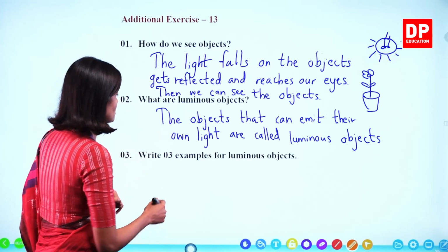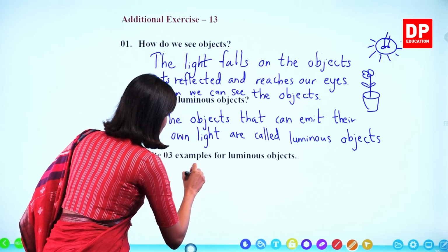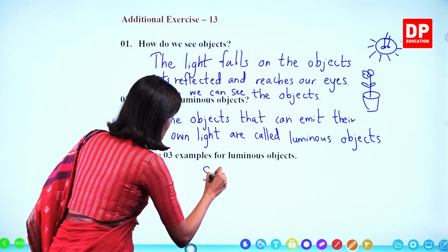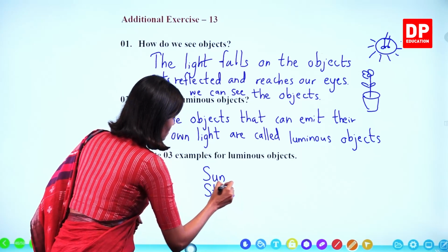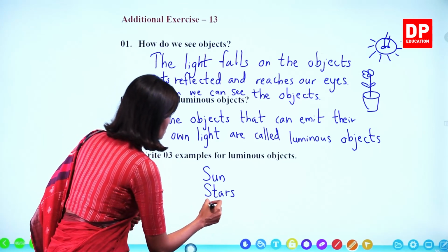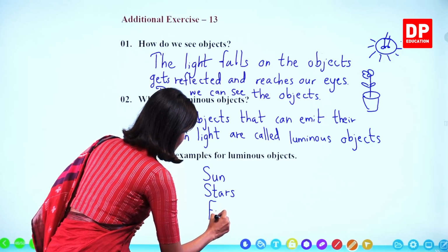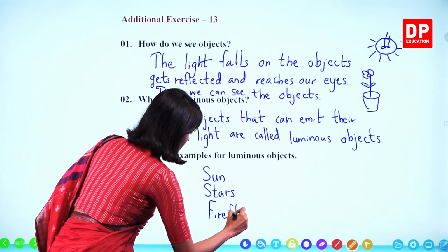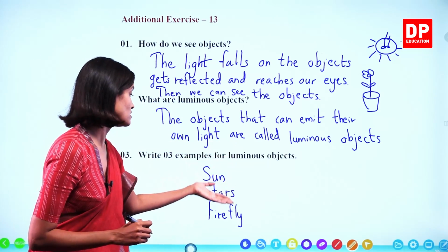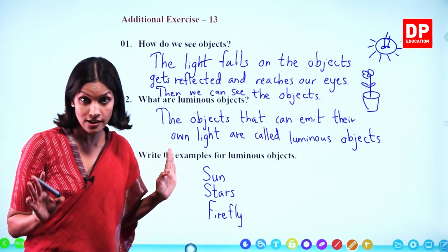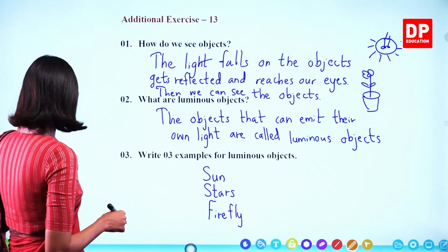Now this is very easy. Luminous objects: sun, stars. We will write a living being too. Firefly. Right? They all can emit their own light. Therefore, these are luminous objects. Right? Let's move on to the next one.